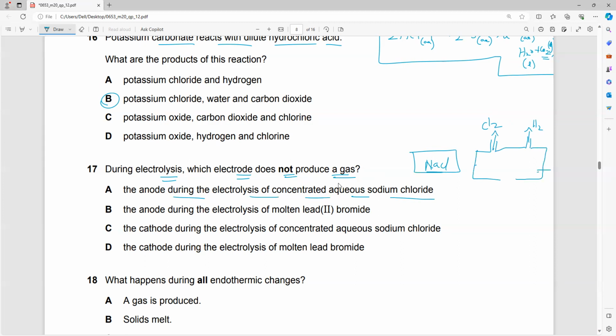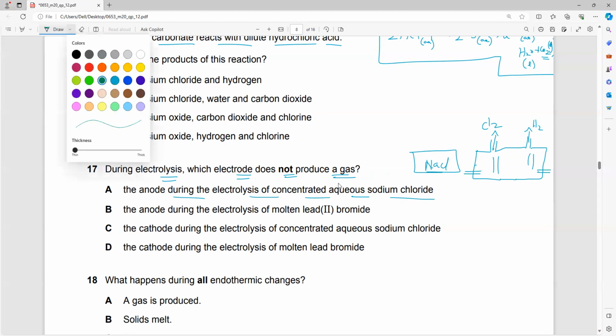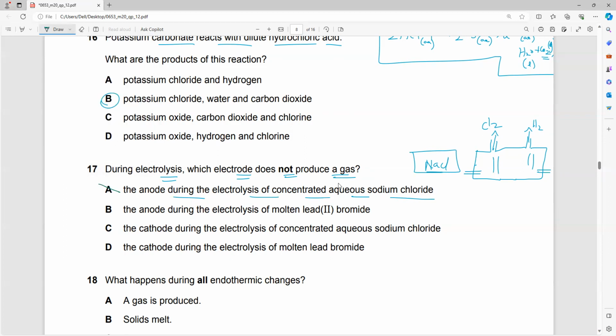Do you all remember, everybody? Brine with NaOH. That is only the figure. NaCl: at the anode and cathode, will gases be produced or not? That is the question. Yes, sir. So option A, not.